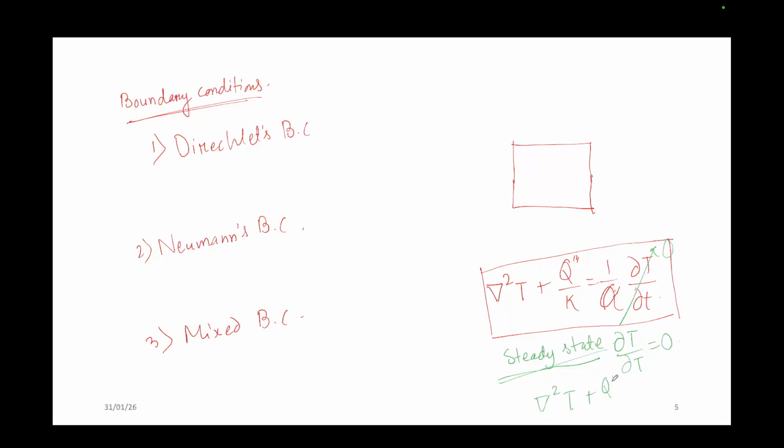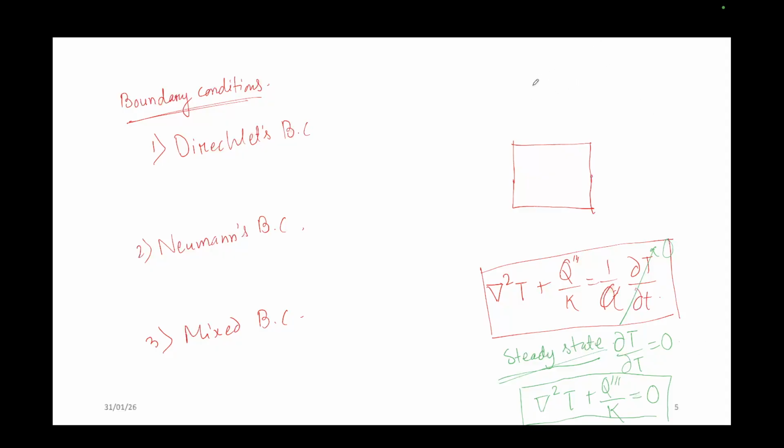So a question in the exam can be like this: write the heat conduction equation for steady state. If you write up to this part, it will be okay. This is your generalized equation.